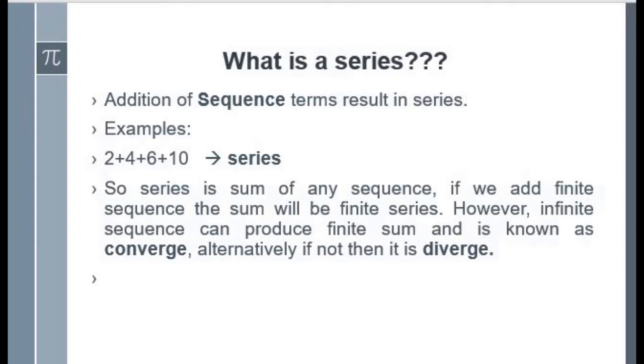If the series contains a finite number of terms, we are able to add them all up and obtain the sum of the series. If the series contains an infinite number of terms, the situation is more complicated. An infinite series may have a finite sum, in which case it is said to converge. Alternately, if not, then it diverges.